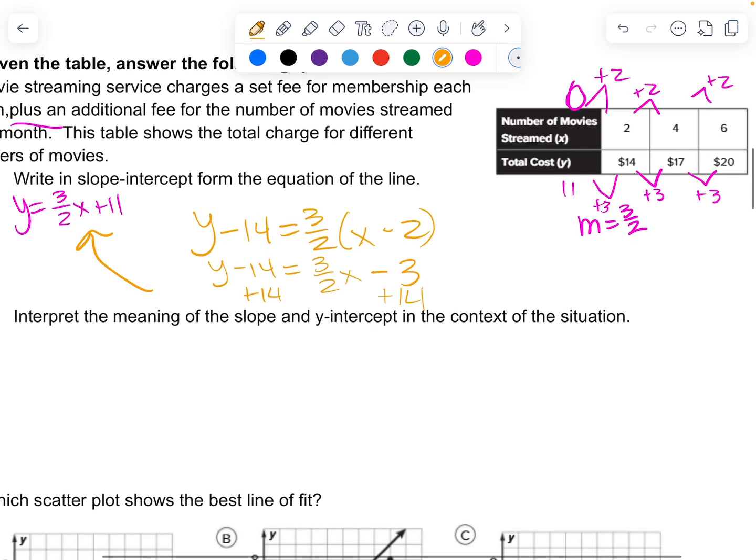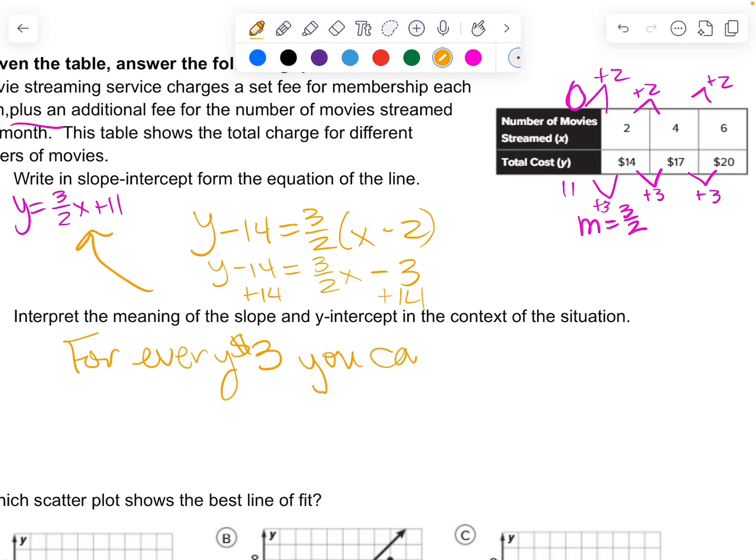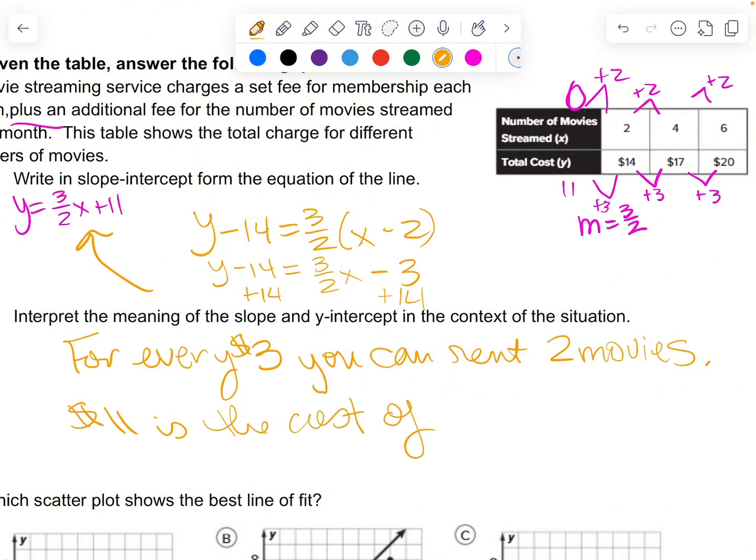What is the meaning of the slope? It means for every $3 you can rent 2 movies. And what does the y-intercept mean? It means $11 is the cost of the membership.